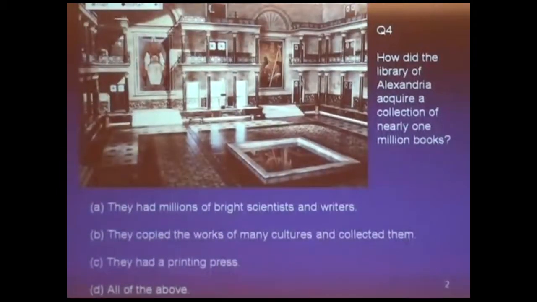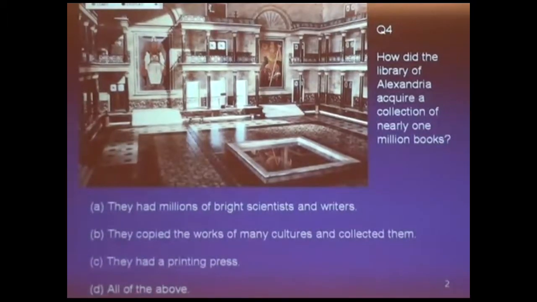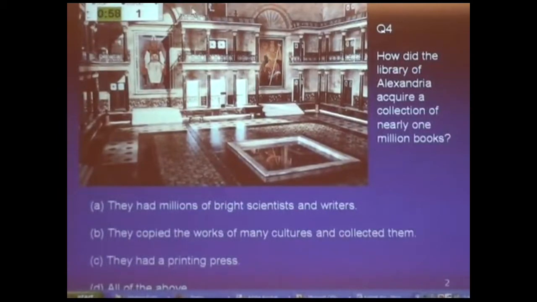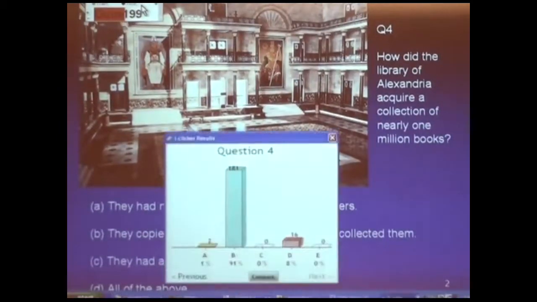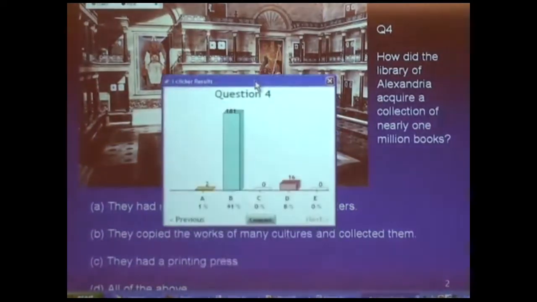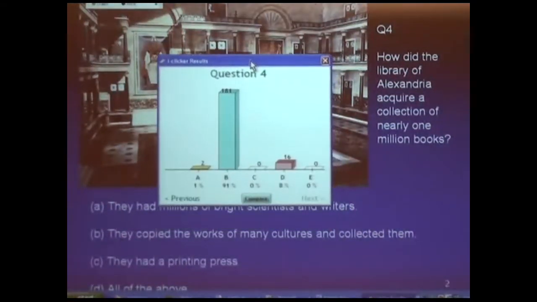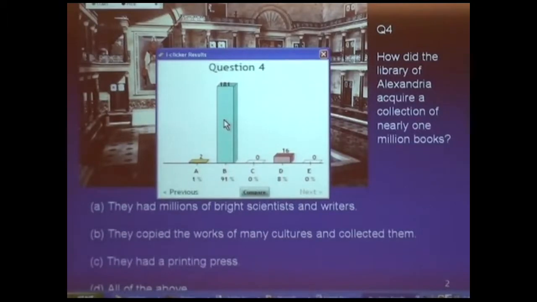So here's a question based on your reading. It's an easy question. How did the Library of Alexandria acquire this collection of nearly 1 million books? Actually, it was 500,000 books. Okay, we're done. And the correct answer is they had a printing press, right? No. But what is it? B, they copied the work of many cultures and collected them. All right, good.